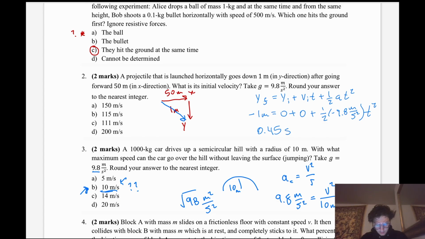So its initial velocity, and you're only finding initial velocity in the x direction. And it traveled 50 meters. Here we go, guys. V in the x direction is equal to 50 meters over 0.45 seconds. Let's hope one of these answers is it. 50 divided by 0.45. This is going to be 111.